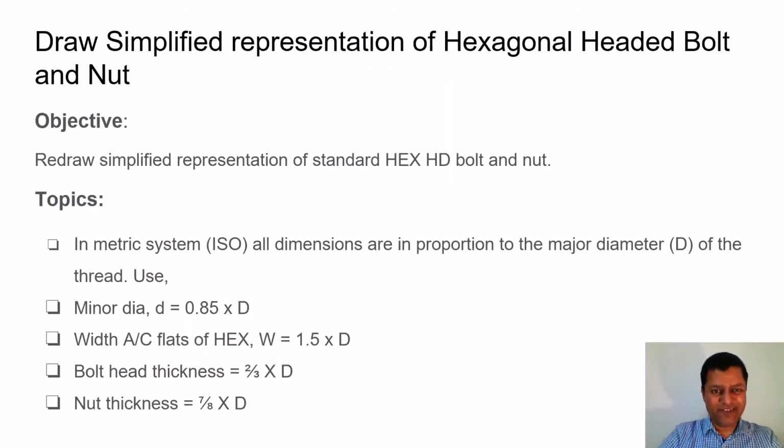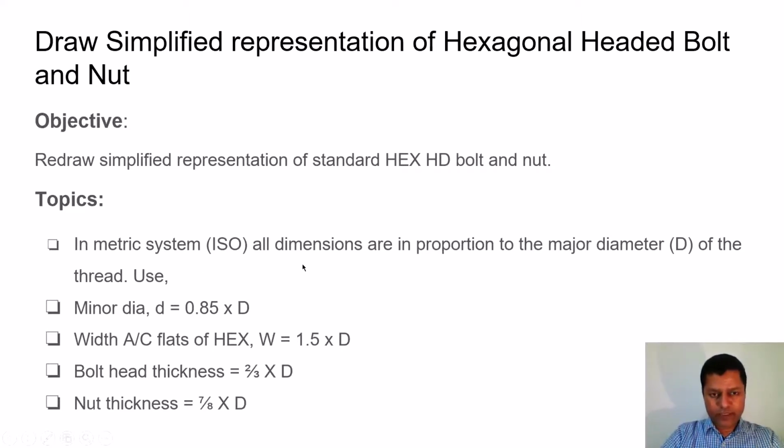Okay students, welcome to another lab session. So today we will draw the simplified representation of a hexagonal headed bolt and the nut. In the previous exercise we drew the simplified representation of the external thread, without the bolt head and the nut. Today we will add the bolt head and the nut to that.